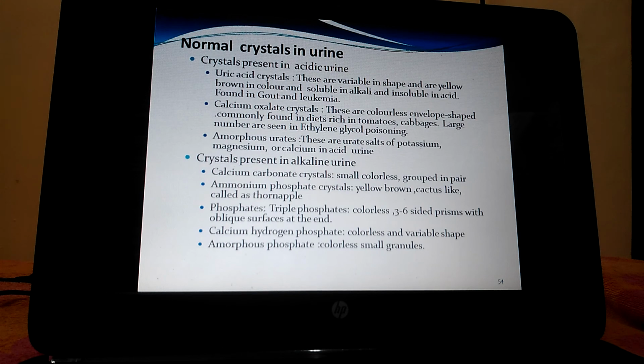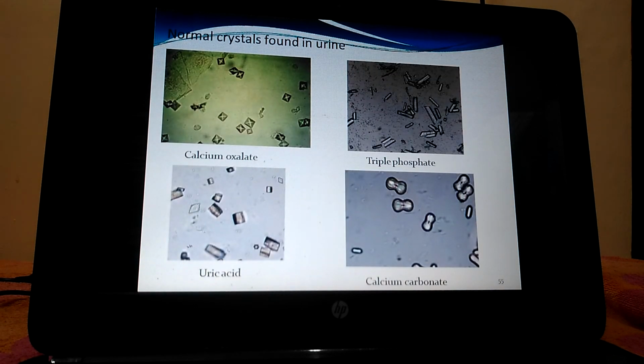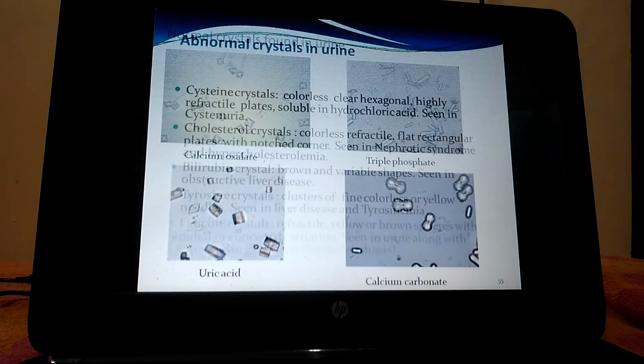Crystals present in alkaline urine are calcium carbonate crystals. These are small, colorless, grouped in pair. Ammonium phosphate crystals. These are yellow-brown, cactus-like, called thorn apple. Phosphate crystals are triple phosphates, colorless, 3 to 6 sided prism with oblique surfaces at the end. Calcium hydrogen phosphate crystals are colorless and variable shape. Amorphous phosphate crystals are colorless, small granules. Here you can see calcium oxalate crystals, triple phosphate crystals, uric acid crystals, and calcium carbonate crystals.